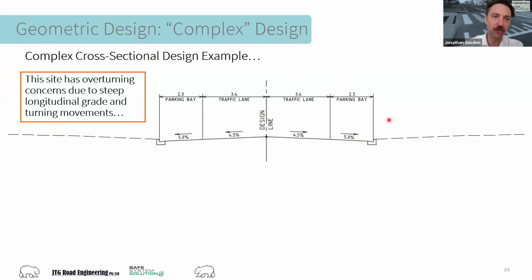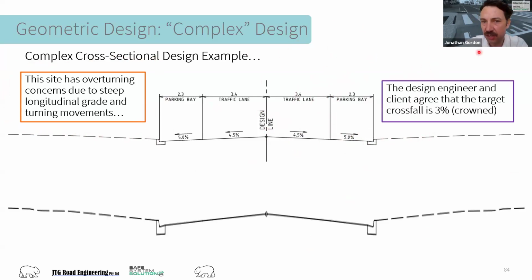And let's talk in the context of a little client-designer interaction here, and we'll say that the design engineer and the client have worked out that the target crossfall is 3%. Okay, so no longer 5%, 4.5%, 3% crowned is what we're aiming for.